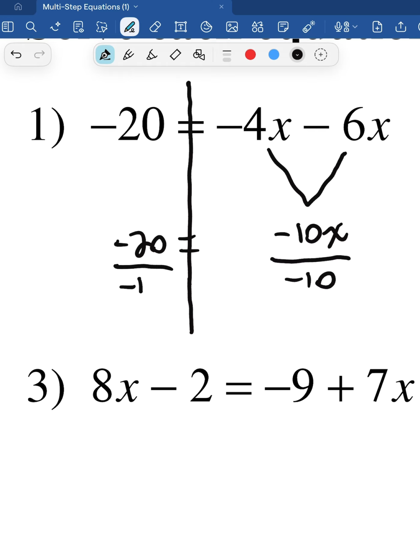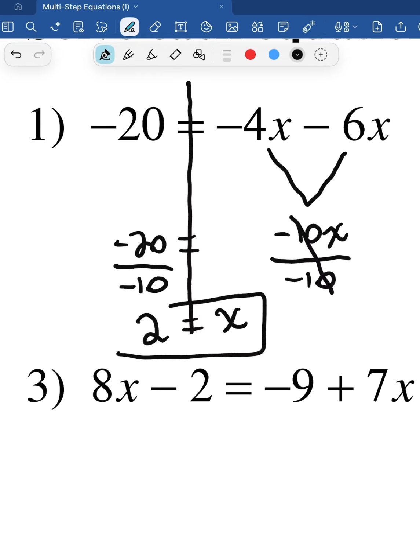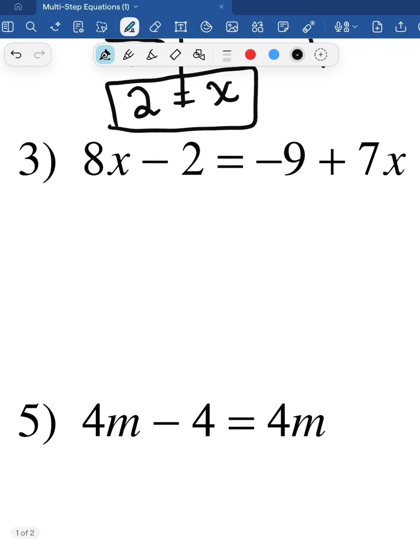But we can't just do that to one side. We have to do it to both sides. That x being multiplied by negative 10 and divided by negative 10 cancels each other out. So we're just left with the x. And negative 20 divided by negative 10 is a positive 2. So x equals 2, or 2 equals x.